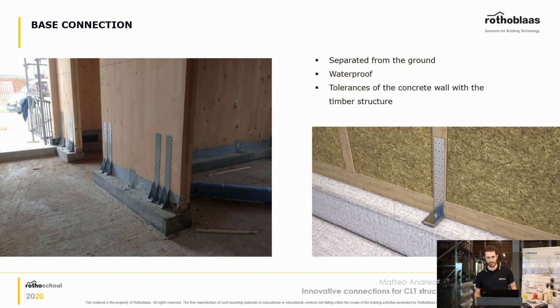So a very common detail that you can see in CLT structures is this concrete wall that you have on the ground. This is very cheap and works very well. In fact, it's very common. You can see it in many structures. And the common rule when we are designing these details is that the finished floor level of your building should be lower than the dimension where the CLT wall is starting.